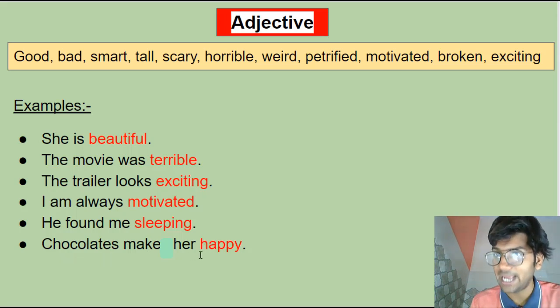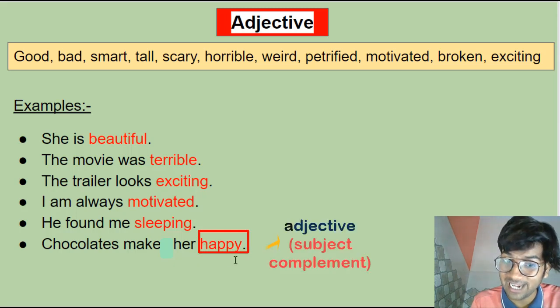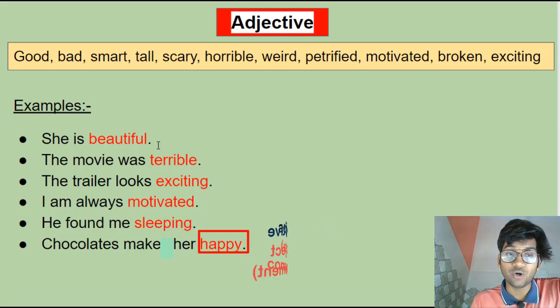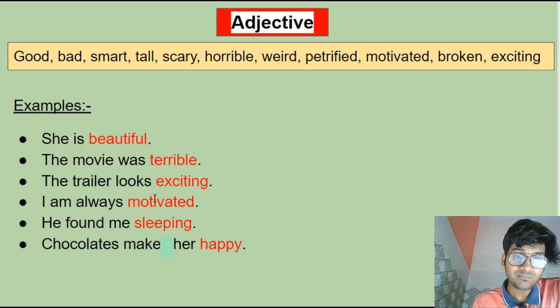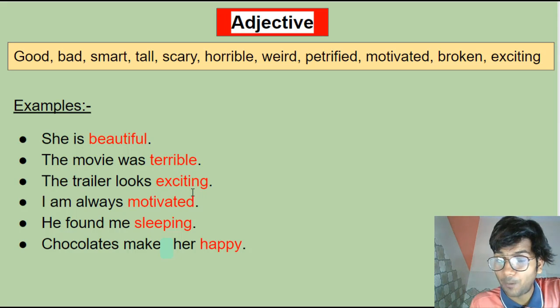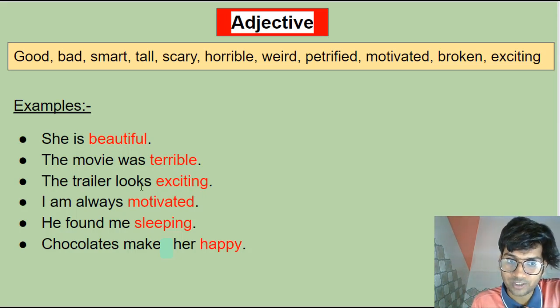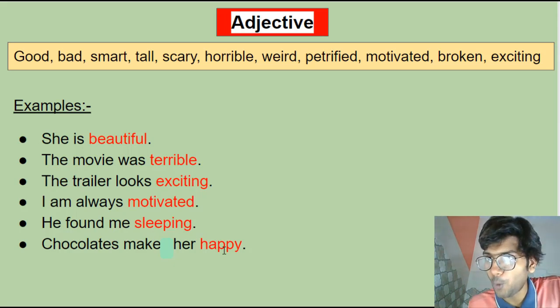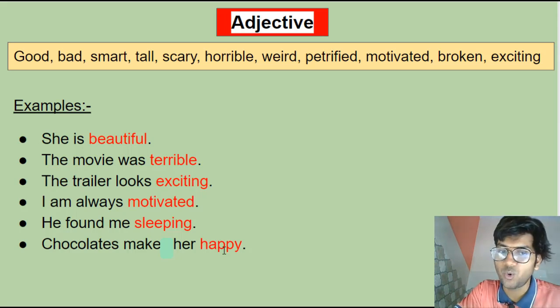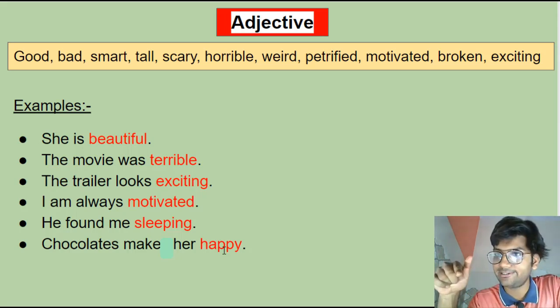Chocolates make her happy. Chocolates make her what? Happy. Talking about describing the object her, right? So the first four examples have adjectives: beautiful, terrible, exciting, motivated, and these are subject complements. Subject complements coming after the linking verbs: is, was, looks, am, right? And in the last two examples, sleeping and happy are adjectives that are working as object complements. You can watch my video on object complement as well. The link will be in the description.